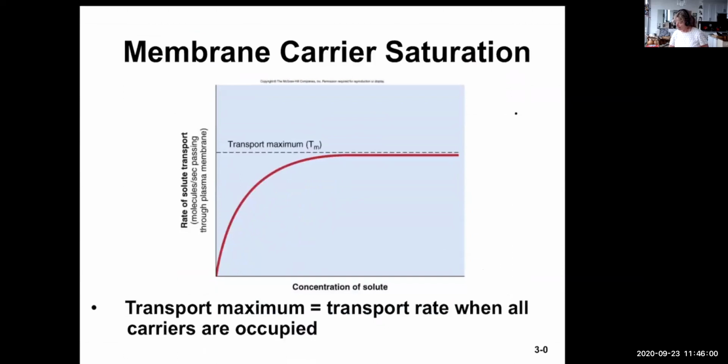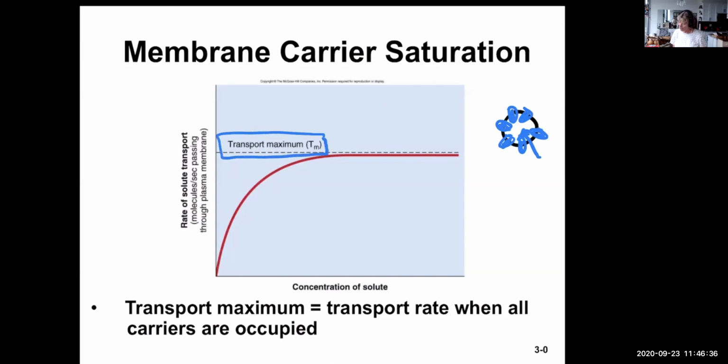So say you have a cell, like so, and there's lots of aquaporins, and they're open. Well, water enters the cell and fills these pores up. Now, the rate of water going into the cell is not going to increase anymore because there aren't any more aquaporins. Indeed, the aquaporins that are there are saturated. And that's called the transport maximum.